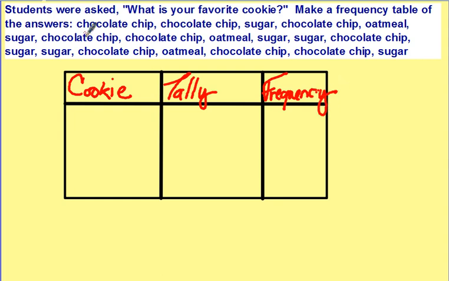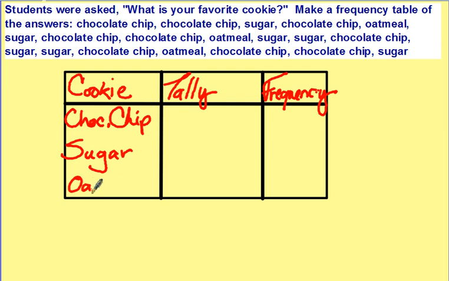Okay, so our choices here seem to be chocolate chip, sugar, and oatmeal. And then our tallies. Put one tally for each answer. So chocolate chip, sugar, chocolate chip, oatmeal, sugar. I would mark through them to make sure you got them all.